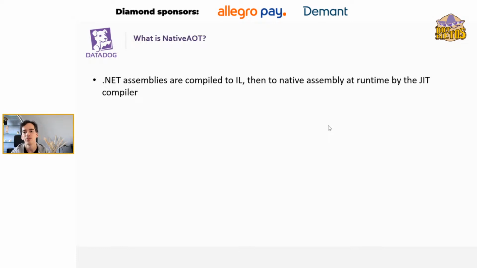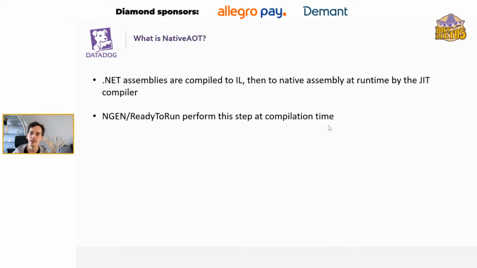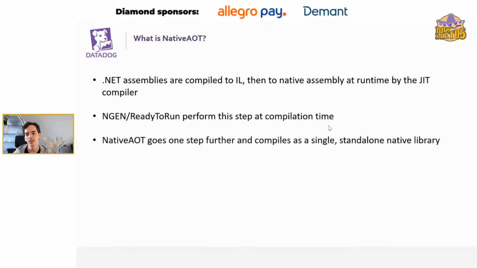Basically, I assume that you already know that .NET assemblies are compiled to IL, and then the first time you're going to invoke a method, the JIT compiler is going to kick in and convert the IL to native code. This has a cost, and so this is going to increase the loading time of your application. And so to get around that, there are tools available, NGen for .NET Framework and Ready to Run for .NET Core, that allow you to perform this step at compilation time. And NativeAOT, which is going to ship with .NET 7, goes one step further and compiles your application as a single standalone native application or library.